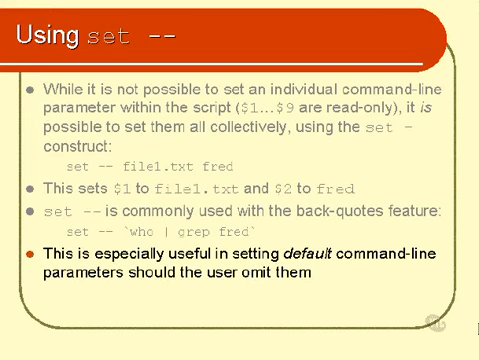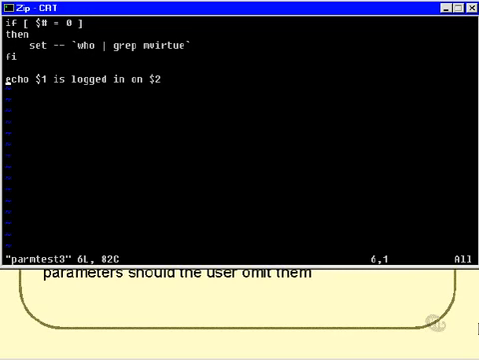This technique, set --, is especially useful in setting default command line parameters, because what might happen is you might require some command line parameters for your shell script to operate successfully, and if the user actually forgets to put them in or invokes your shell script without typing them in, then you can obviously do a little test for that and say, okay, well, they didn't type in any, so let's use set -- to set some ourselves, which is very handy. Here's an example of that.